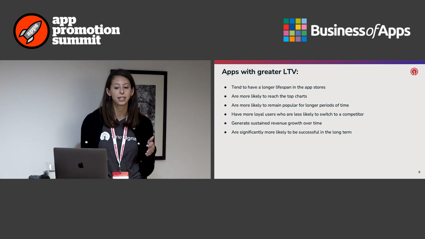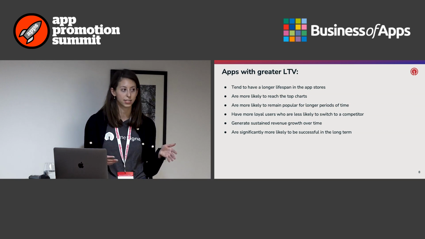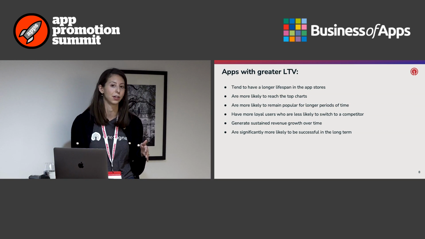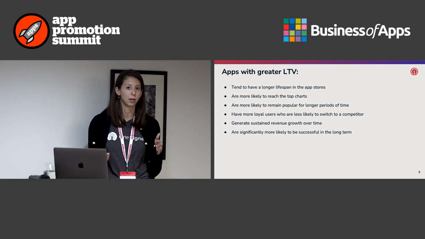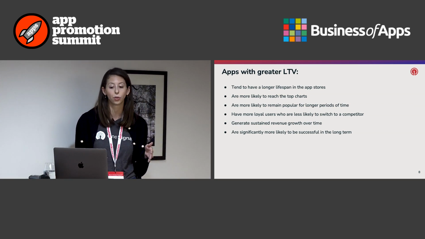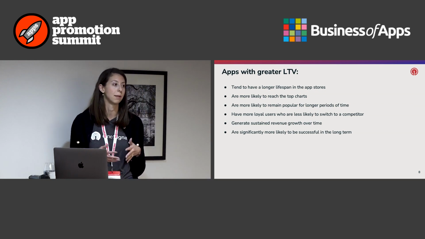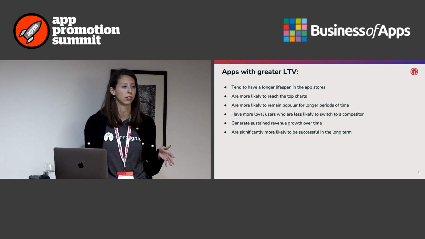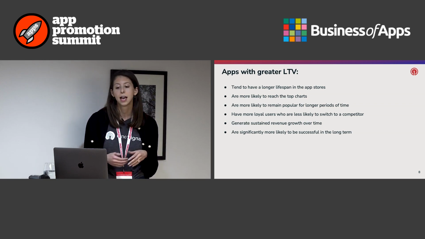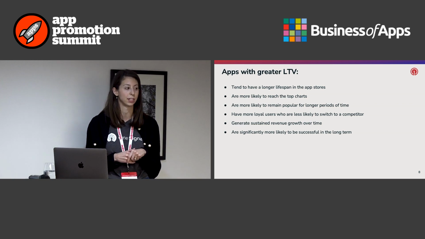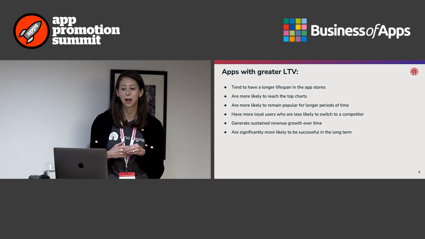Apps with a greater LTV are more likely to reach the top charts. So if you start to analyze the top 10% of mobile apps in a given category, those apps are more likely to have higher retention rates overall. They're more likely to remain popular for longer periods of time. So these apps in general have a longer lifetime, longer longevity. They have more loyal users who are less likely to switch to a competitor. So this is increasingly important.